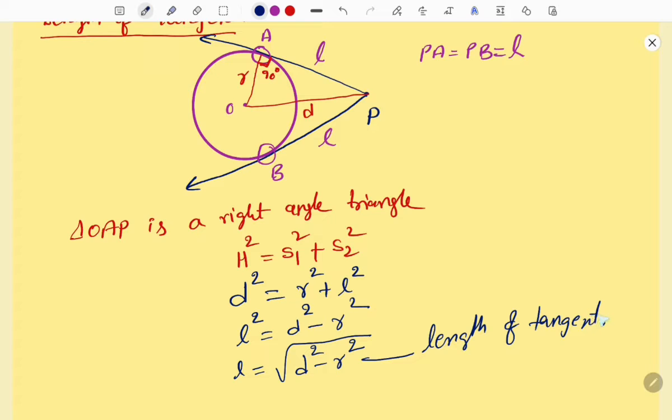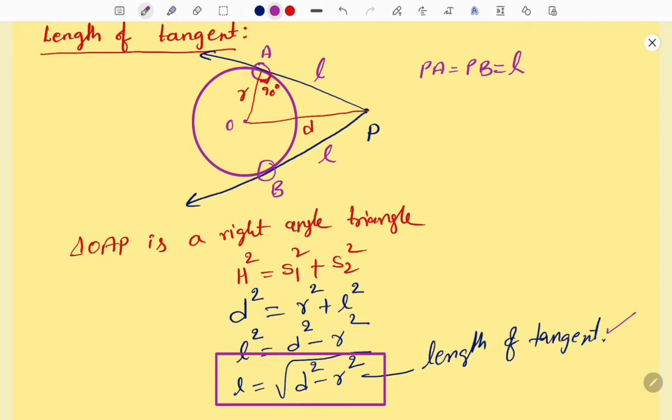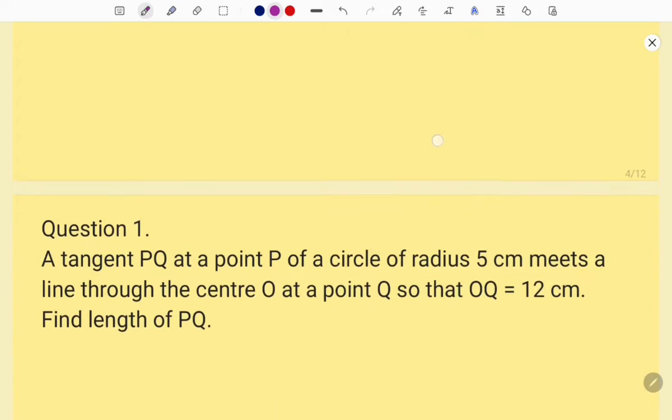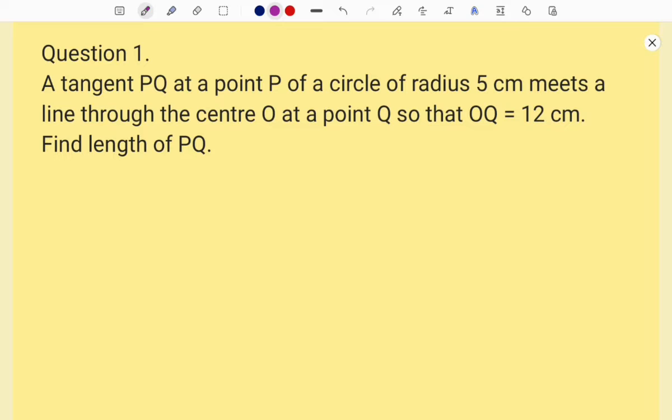I hope all have understood this one. This is a very important one. The length of the tangent formula is what? L is equal to root D square minus R square. This is called the length of the tangent. By using this concept, we can solve some problems, very 1 mark, 2 mark problems.